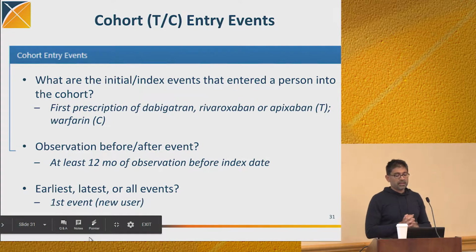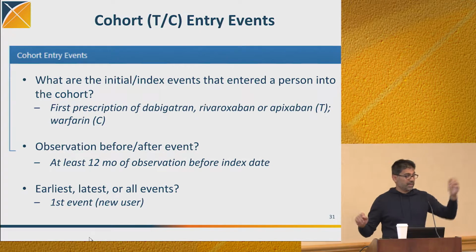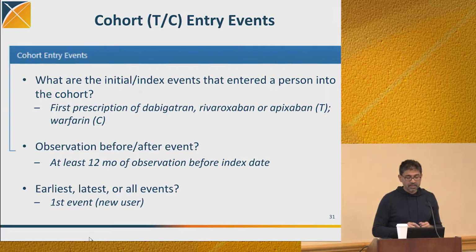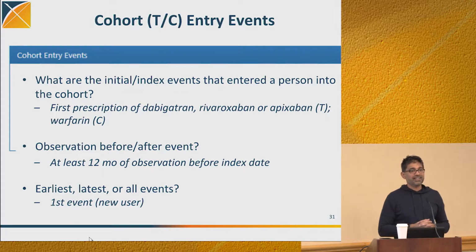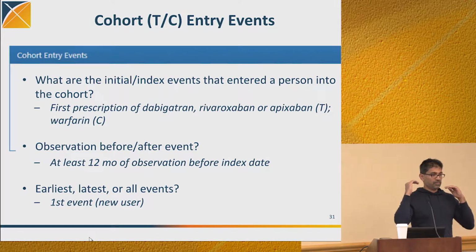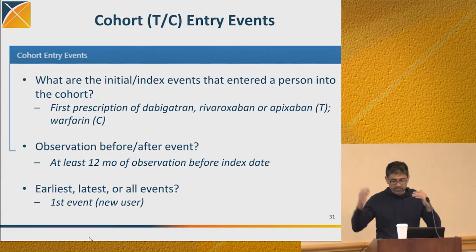So the first prescription of dabigatran, rivaroxaban, apixaban, that's the target. And then you have warfarin. You had additional rules that you talked about. There was the rule about the observation period. They should have had observation for at least 12 months before the index event. And this has to be the first event, right? Because they're new users. It can't be the second, it can't be the third, it has to be the first.